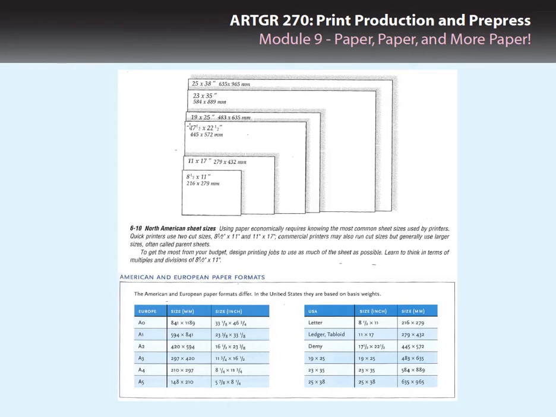And we move up to a 17.5 by 22.5. 19 by 25 is a very common press sheet. Your 23 by 35, and then your 25 by 38, which they generally just call a 40-inch press sheet.